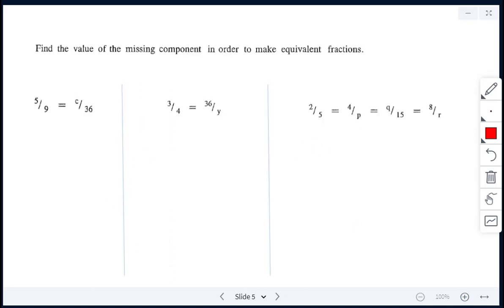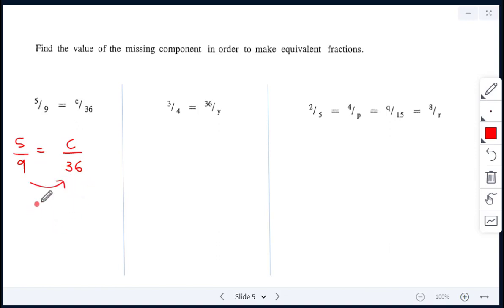All right, so here we have to find the value of the missing component in order to make equivalent fractions. So we're looking for the missing variable here. So in this question, what would C be? So I'm just going to rewrite this out just so it looks more clear, like this, and we have to figure out the C here. So basically, how did we get from 9 to 36?